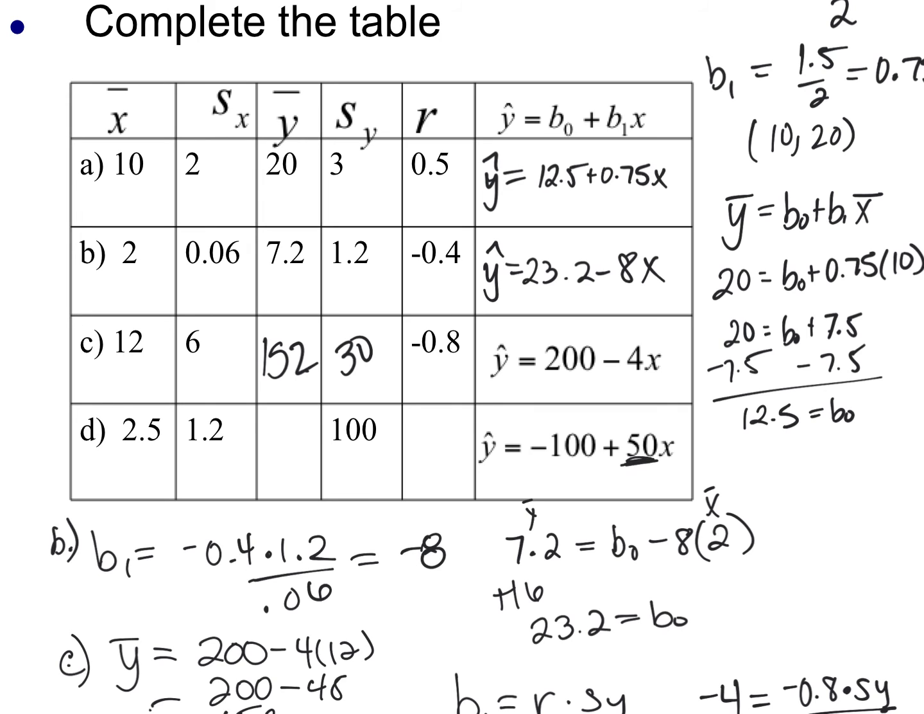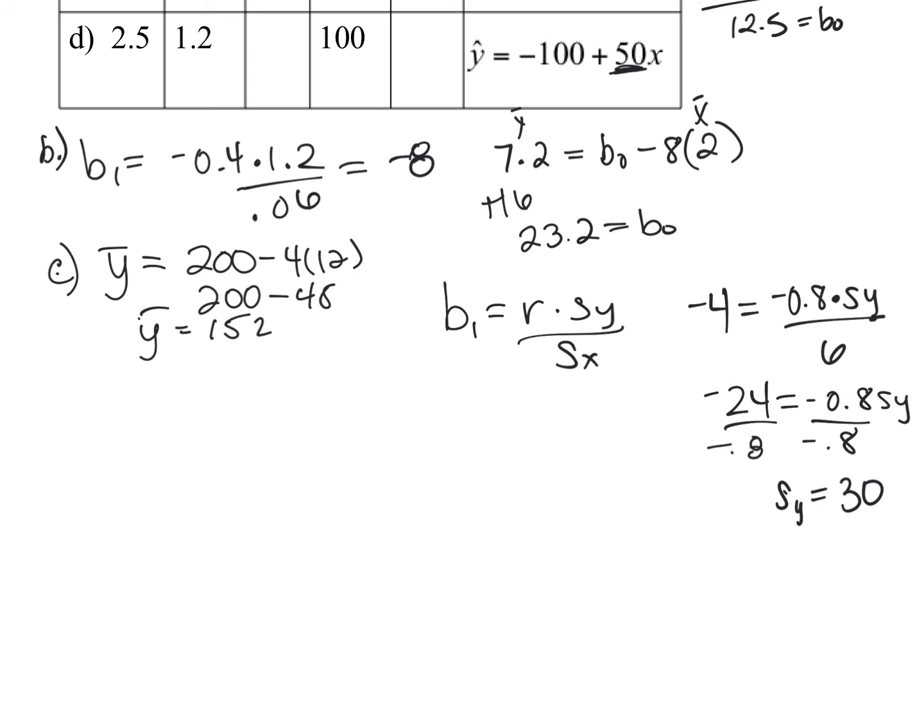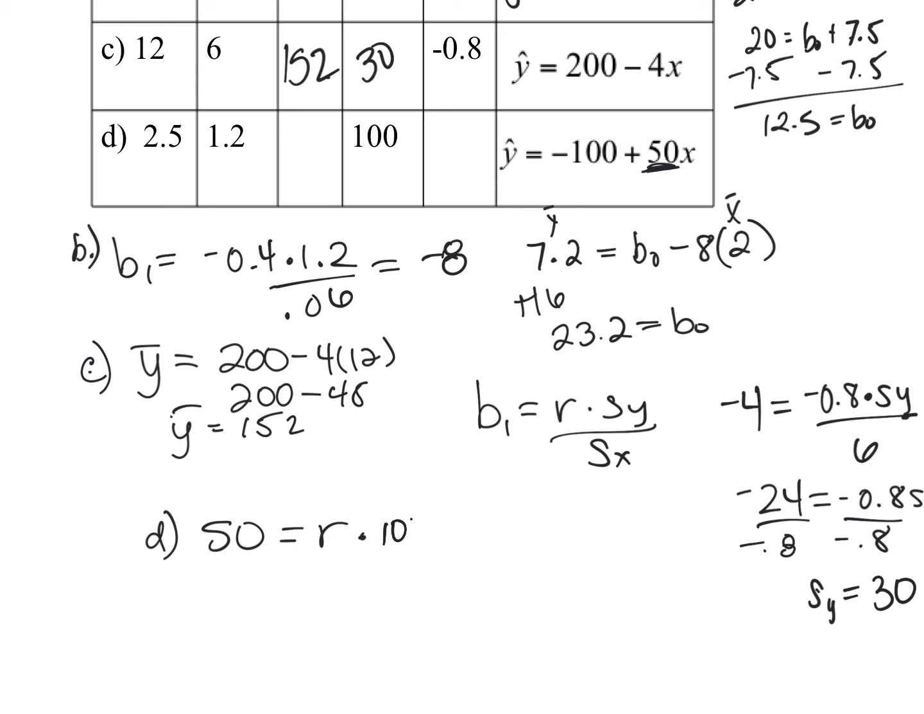50, right? Yeah. The slope is the number in front of the x. That doesn't change. The number in front of the x was the slope in algebra 2. The number in front of the x was the slope in algebra 1. The number in front of the x is still the slope. Okay? So slope 50 equals r times sy, which in this case is 100, divided by sx, 1.2.